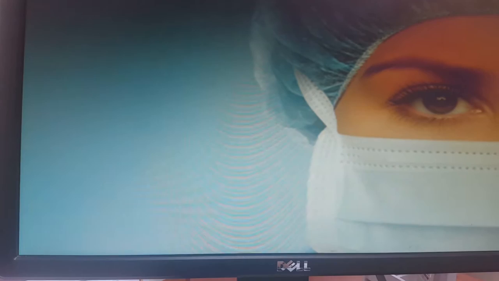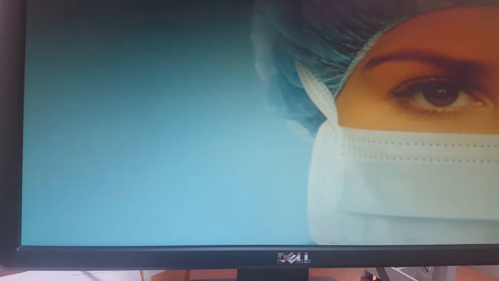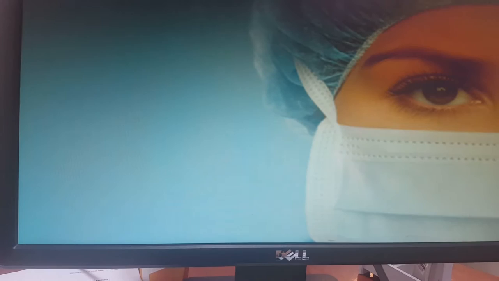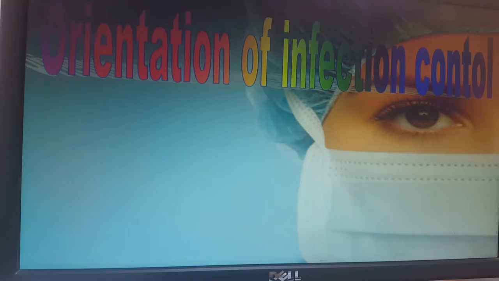These lectures will benefit people who are busy and cannot attend the lecture in the auditorium, and they will also be basic knowledge that you can open at any time and listen to. So it will help you to know what is going on. Today we are going to talk about the orientation of infection control. This is the basic orientation for infection control for all staff.